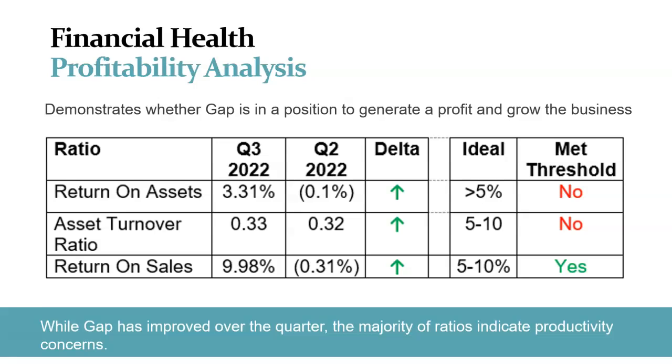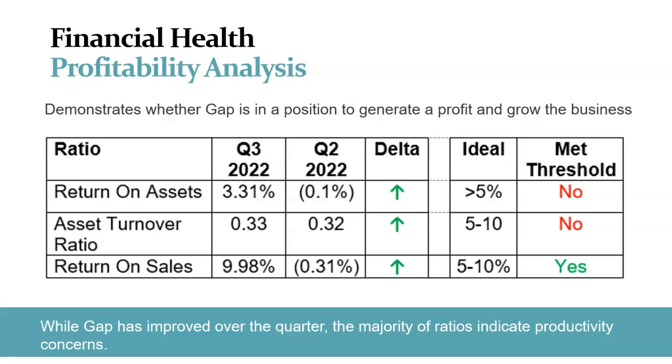A profitability analysis was performed to demonstrate if GAP is in a position to generate a profit and grow the business. 3 ratios that analyze profitability are the return on assets ratio, return on sales ratio, and asset turnover ratio. The return on assets ratio measures profitability compared to total assets. Investors can use the return on assets ratio to understand how well the organization is using resources to make a profit.